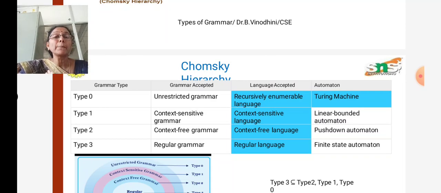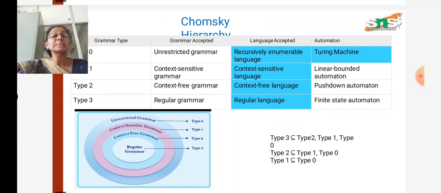Next is type 3, which is the most restricted grammar, called a regular grammar. The language accepted by type 3 is a regular language, and the automaton is a finite state automaton. So this is the Chomsky hierarchy. Chomsky is an author's name.